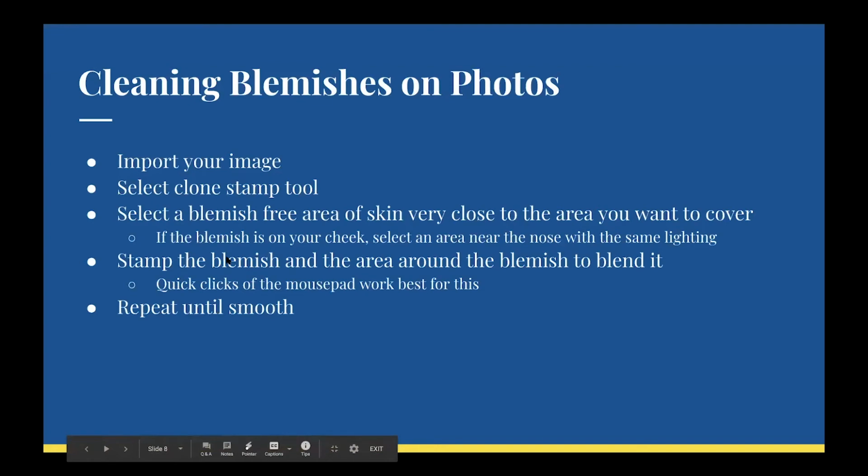So first, I'm going to explain how to do the blemishes, and then I'm going to actually show you with an image I did this weekend. So the first thing you're going to do is import your photo. You're going to select the clone stamp tool. From here, you have to pick a blemish-free area of the skin that's very close to what you're trying to cover. So for example, if you have some acne on your cheek, you're going to want to select an area very close to the nose that has almost similar lighting. Then you're going to stamp the blemish and the area around it as well in order to blend it.